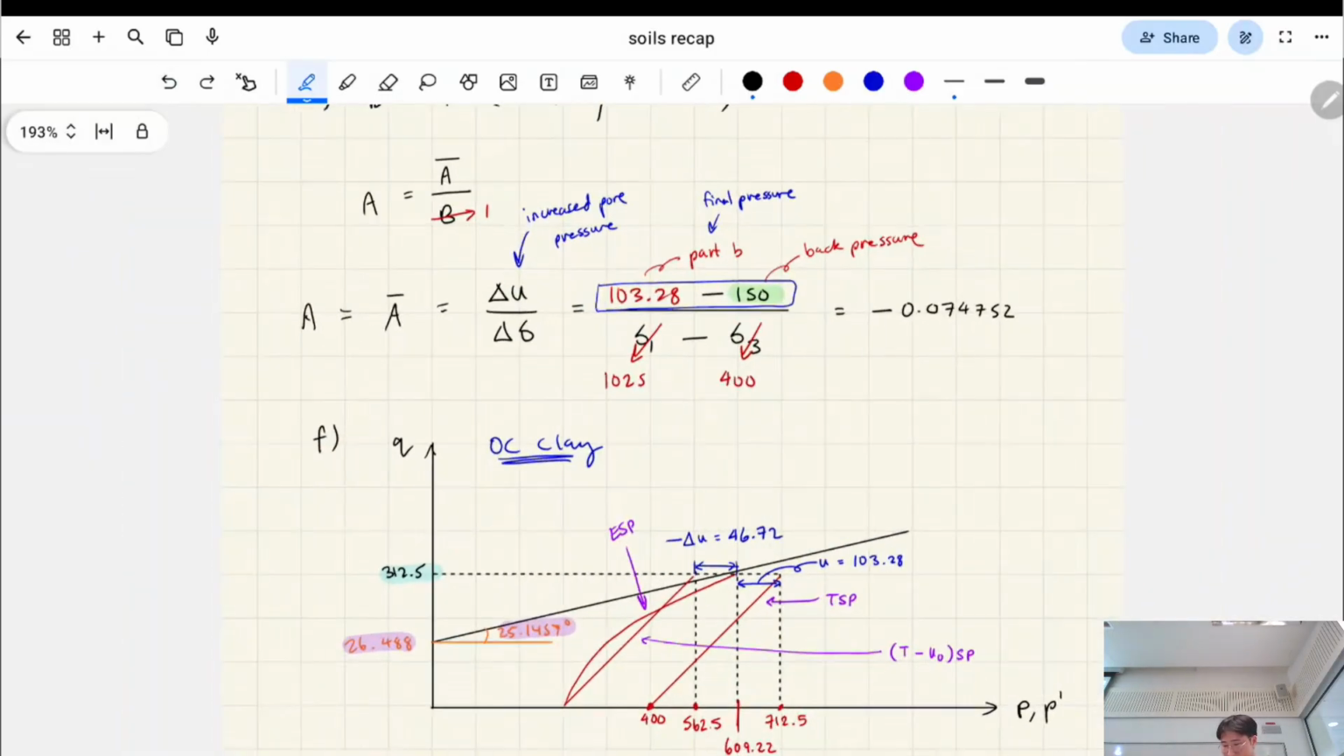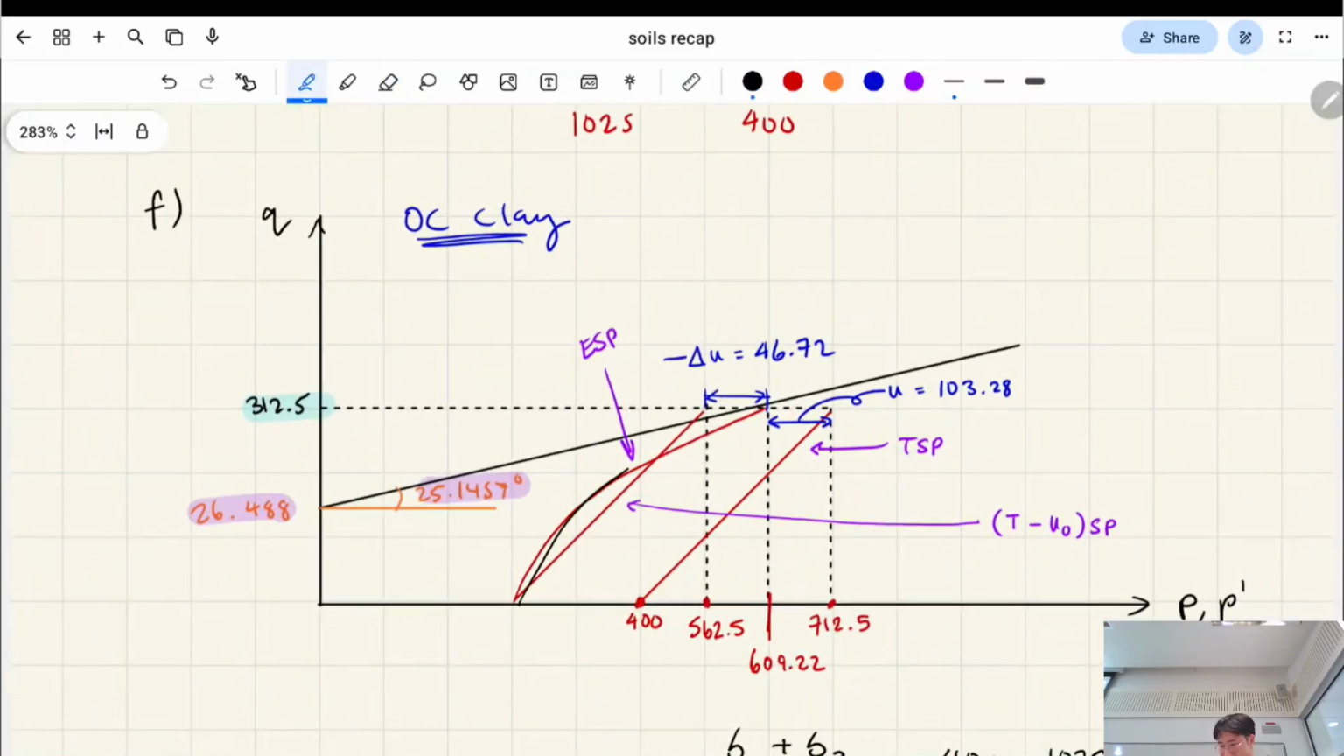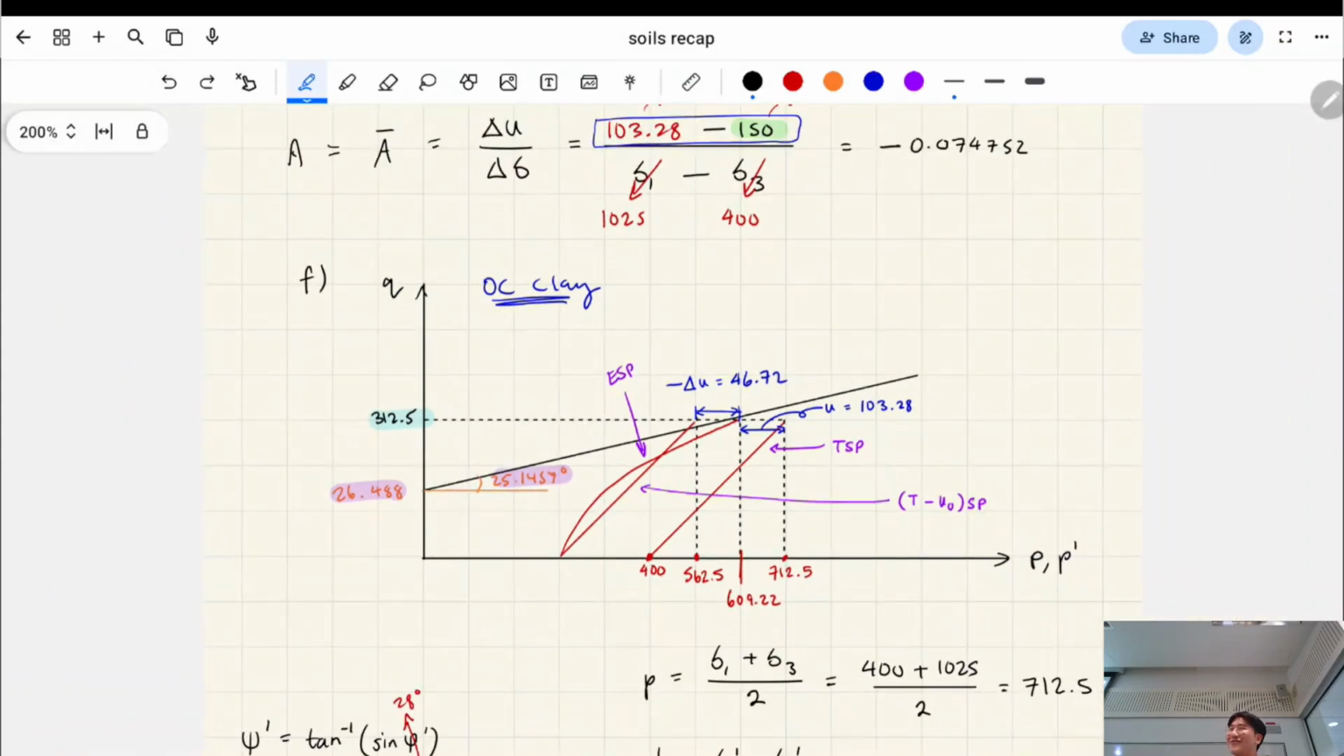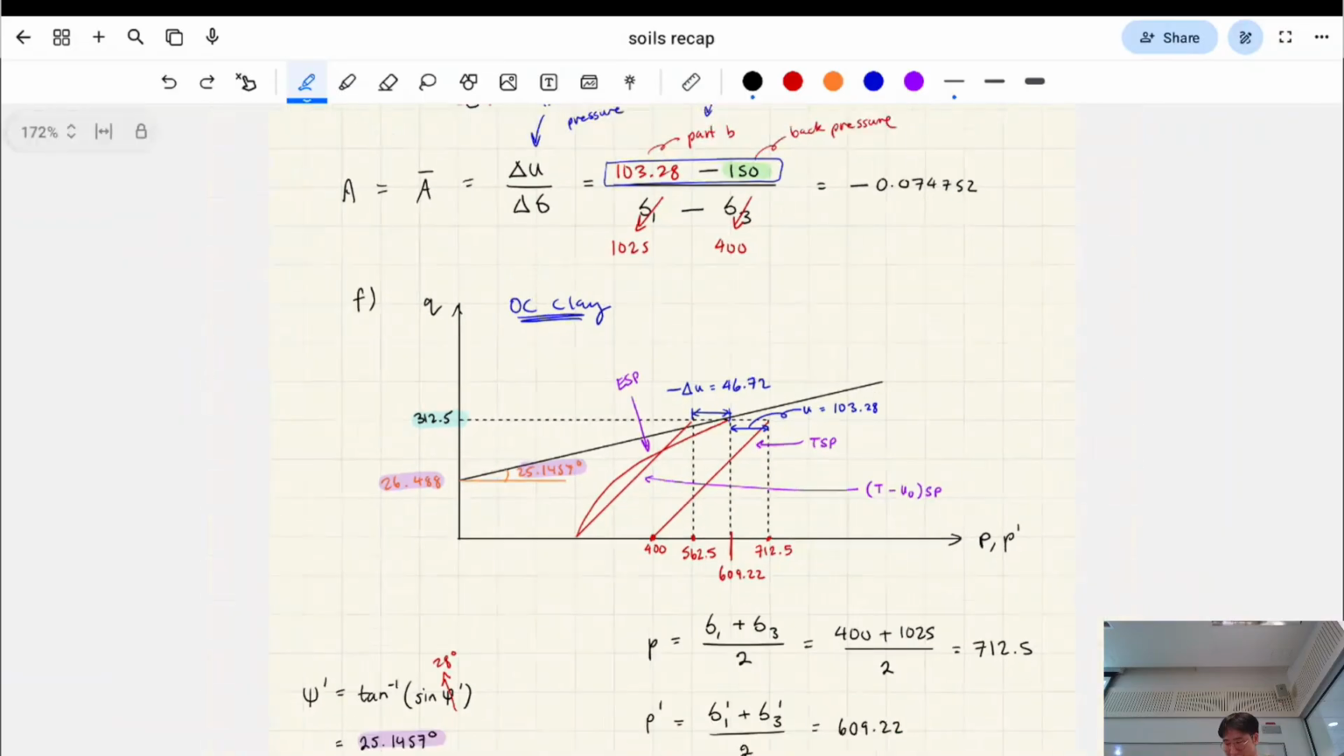When I was talking about an OC clay and the fact that your Skempton parameter is negative, that means it kind of bends this way. For a normally consolidated clay, it will bend the other way. So your stress path will curve in a different direction, if that makes sense. You'll see examples if you scroll through the lecture slides. It's so hard to cover all this topic. There's no catch-all for all this stuff. There's at least 5 different versions of this basically.